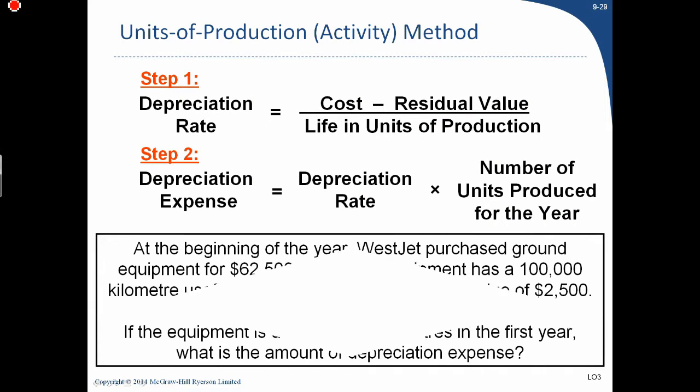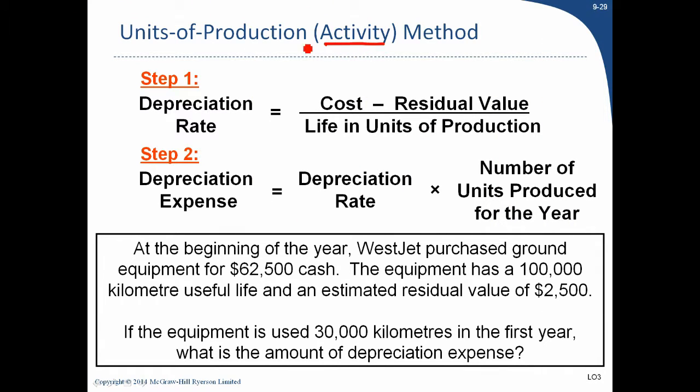Units of production, or the activity method. So this is very similar to the straight line depreciation method. Notice how the numerator is the same. We want to figure out how much cost do we have to allocate such that once we're done depreciating the asset, its cost will be equivalent to the residual. Okay? But the denominator in this case, rather than being years, is your life measured in units of production. Okay?